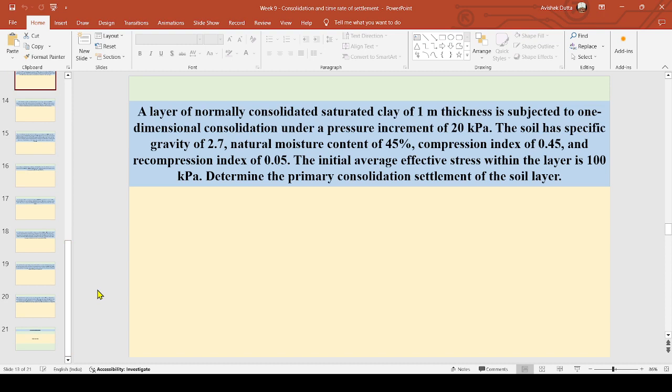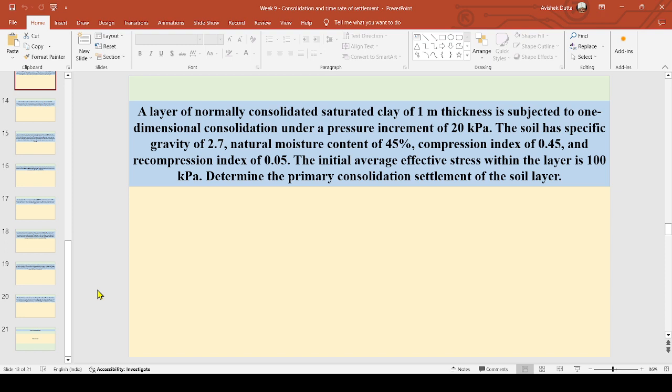A layer of normally consolidated saturated clay of 1 meter thickness is subjected to one dimensional consolidation under a pressure increment of 20 kilopascal. The soil has specific gravity 2.7, natural moisture content of 45%, and compression index of 0.45 and recompression index of 0.05. The initial average effective stress within the soil layer is 100 kilopascal. Now determine the primary consolidation settlement of the soil layer. This sum is similar to another sum I have discussed before.